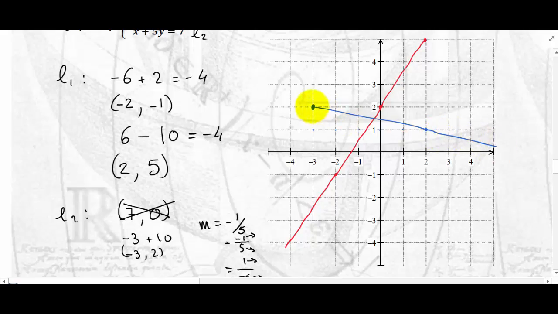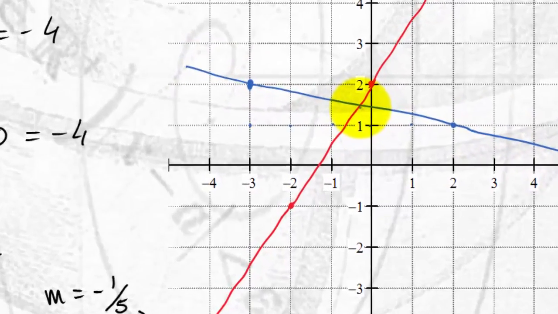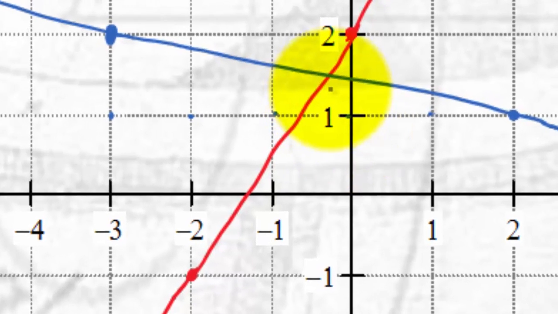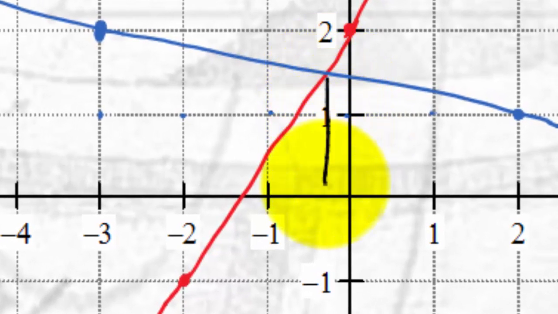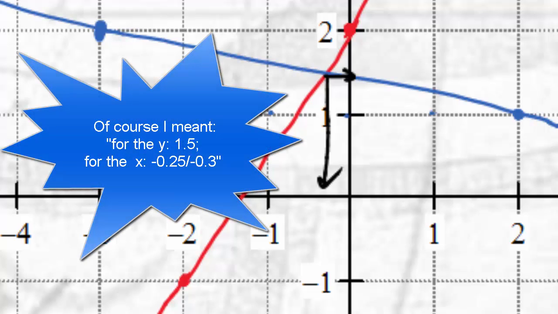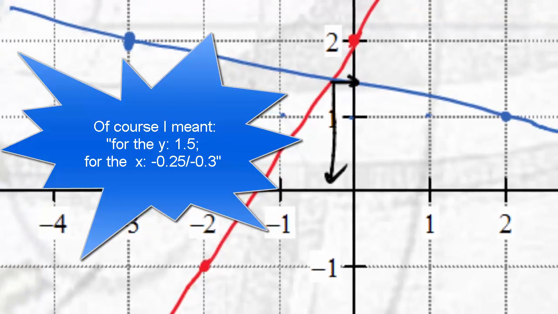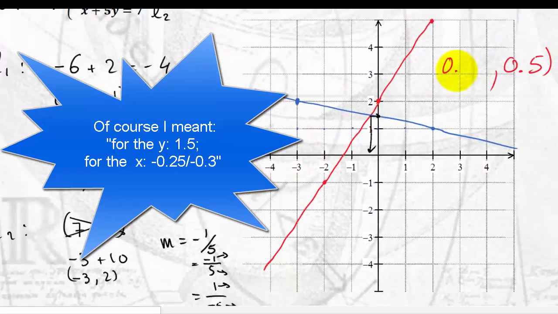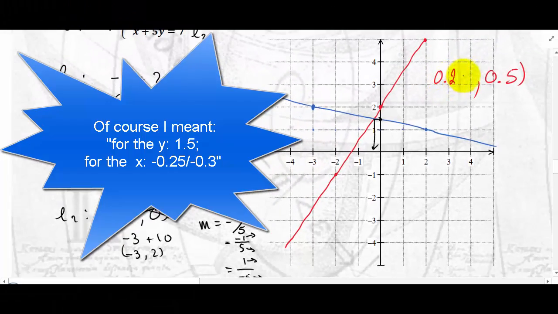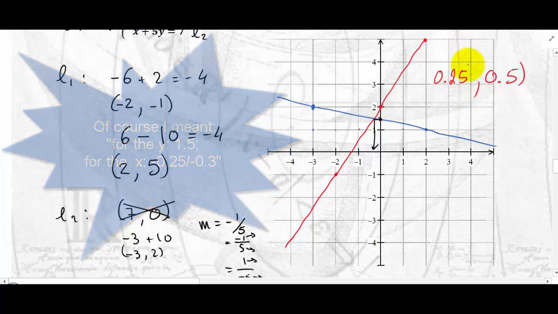All right, here's my line. And so I'm going to eyeball this. I really do not like this verb. I'm going to eyeball this, and I'm going to say the intersection seems to be, for the y I would say 0.5. It seems pretty accurate, 0.5. For the x, maybe I would say 0.25, maybe 0.3. All right, I'll say 0.3, okay? So you see, you cannot do a very accurate job like that.